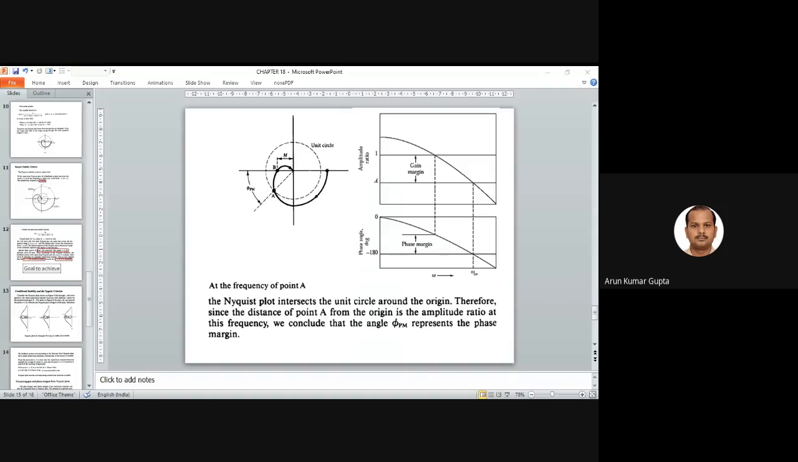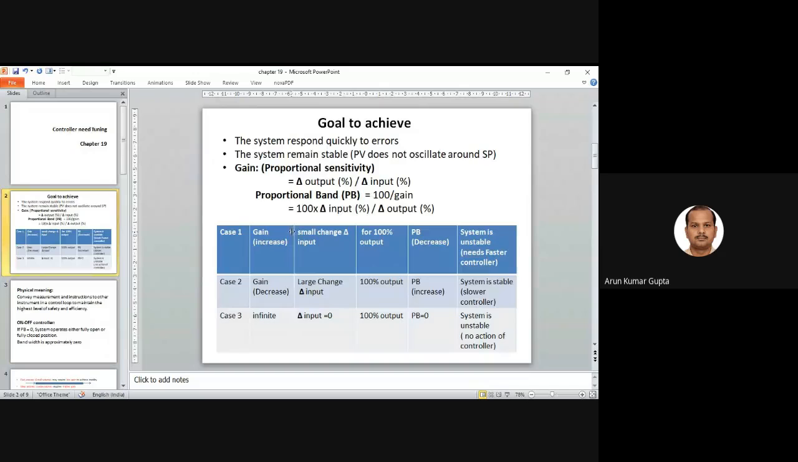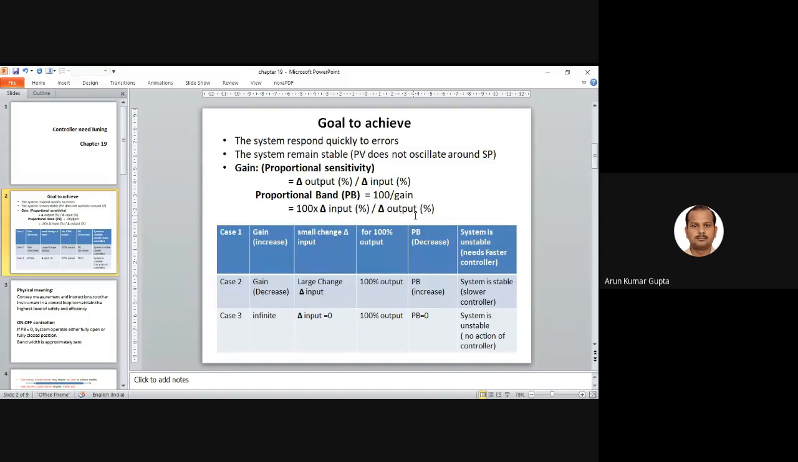Okay, so now I'm going to discuss a few very important terms. The Nyquist plot is over now. Now I'm going to discuss a few important aspects of the controller. Can you see slide 19, chapter 19? Yes, sir. Okay. So we have here very important points. They are even asked in the GATE also.